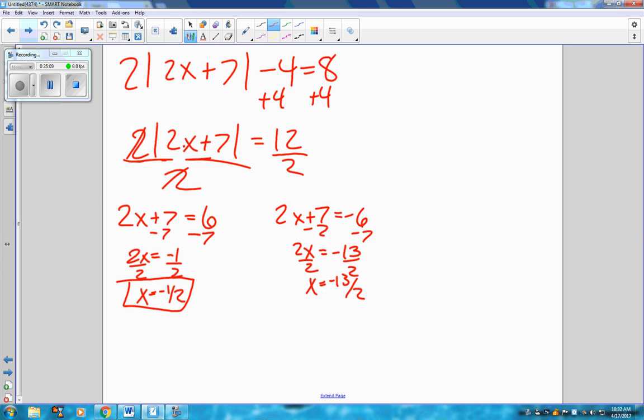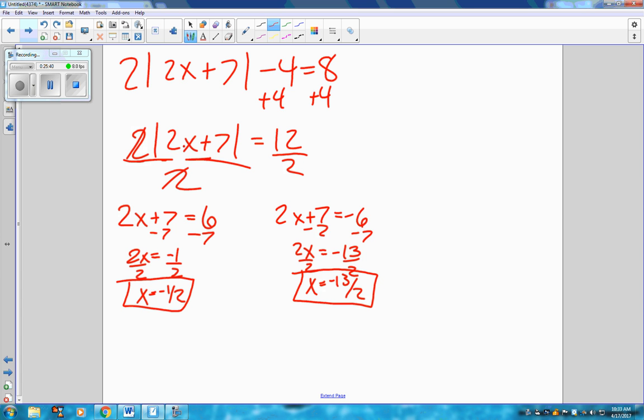Negative 13 halves. Negative 13 halves times 2 is negative 13. Negative 13 plus 7 is negative 6. The absolute value of negative 6 is 6. 6 times 2 is 12 minus 4 is 8, equals 8. All I'm doing is checking to make sure that these x values work for the absolute value.